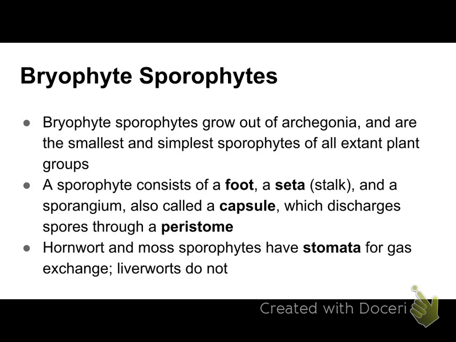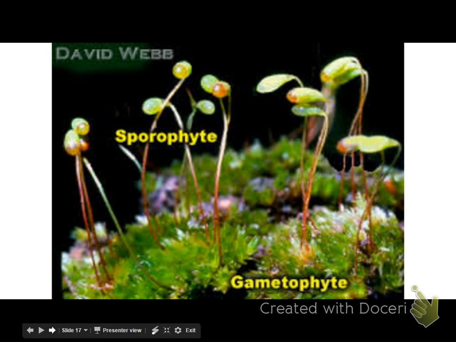A sporophyte consists of a foot, a seta or stalk, and a sporangium, also called a capsule, which discharges spores through a peristome. Hornwort and moss sporophytes have stomata for gas exchange. Liverworts do not. And so these would be your gametophytes. This is just a real life photo so you guys can kind of see what they're talking about.